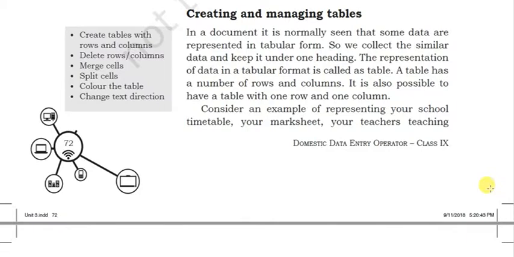So what we can do with tables is we can create tables with rows and columns. We can delete some rows or columns. We can add some extra rows and columns. We can merge two or more cells together. We can split a cell into more than one cell. We can color the table and we can change the text direction. The best example for the table is the school timetable or your mark sheet.